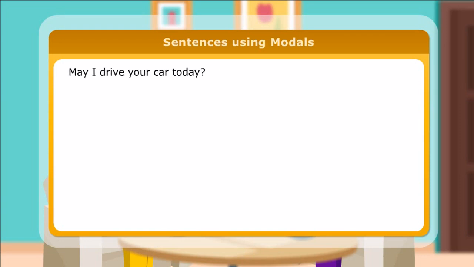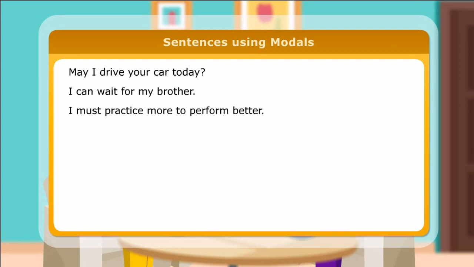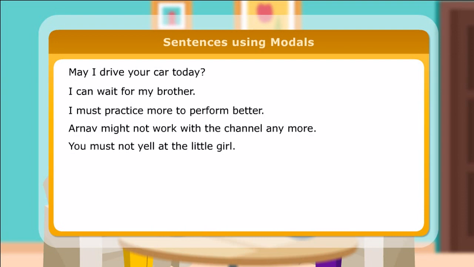May I drive your car today? I can wait for my brother. I must practice more to perform better. Arnav might not work with the channel anymore. You must not yell at the little girl.